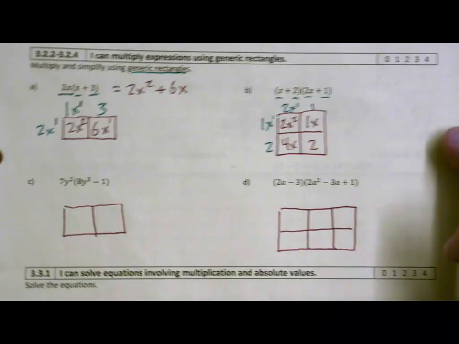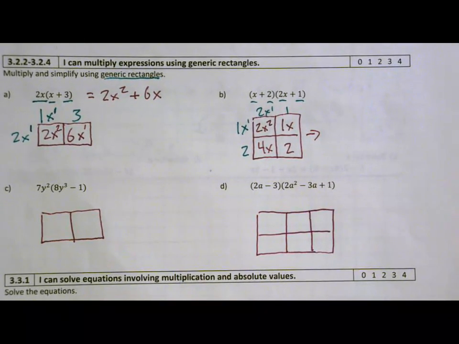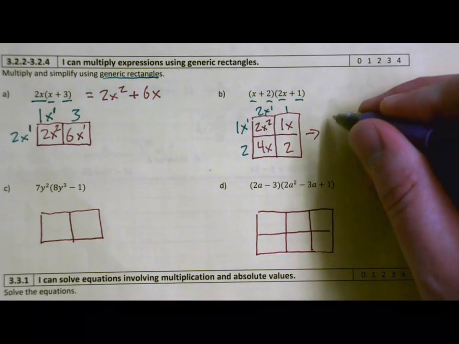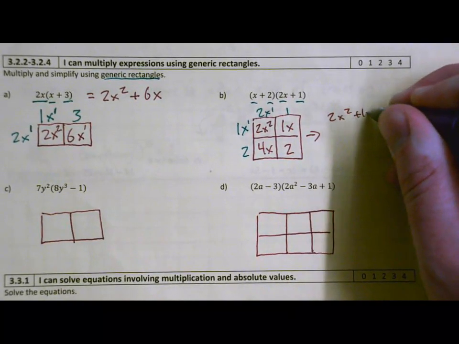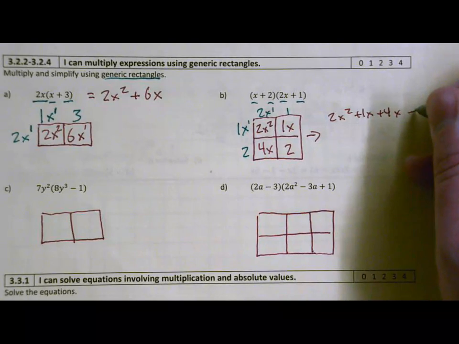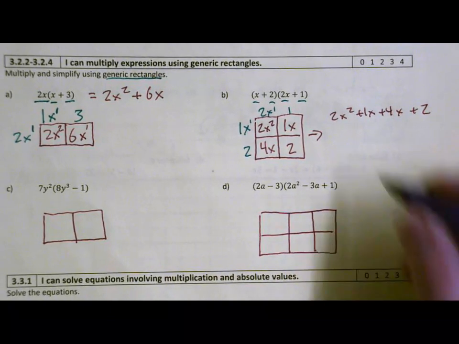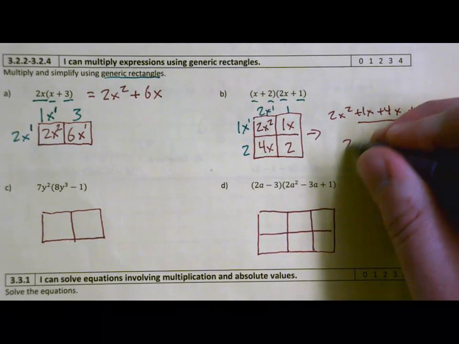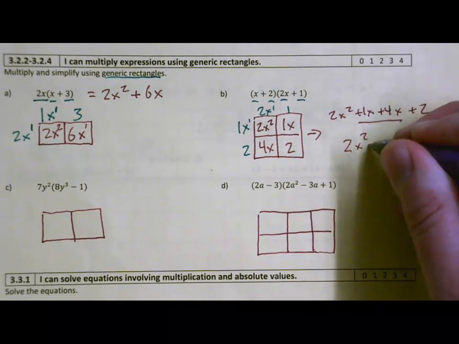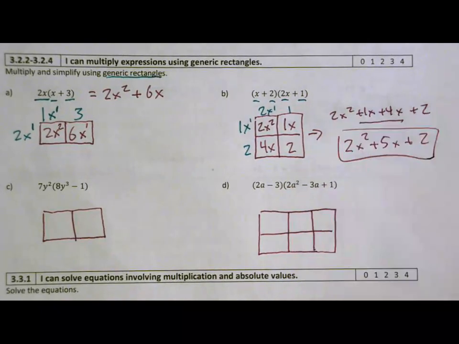So I'm going to write out my answer here, and we're going to have a simplifying step too, so this is not my final answer. So this is 2x squared plus 1x plus 4x plus 2. But we can simplify that because we have some like terms. This 1x and this 4x are like terms, so we can combine them together. So that gives us 2x squared. 1x and 4x is 5x. And then still plus 2 at the end.